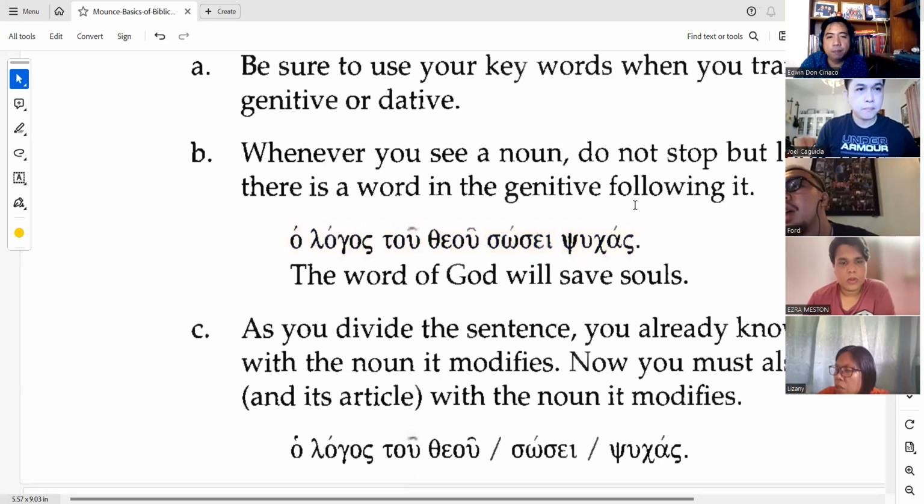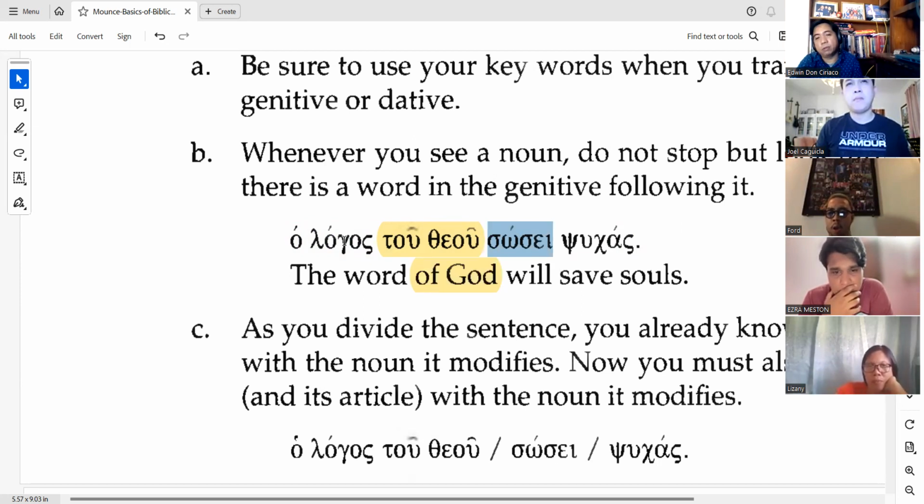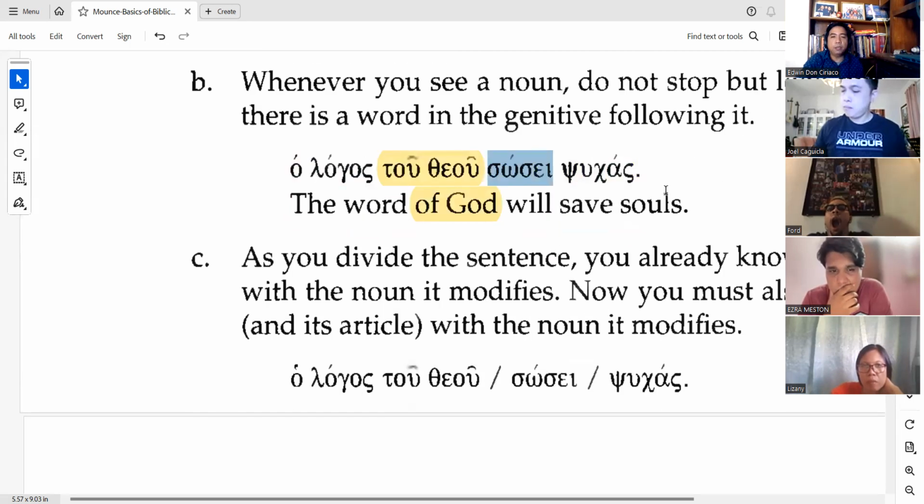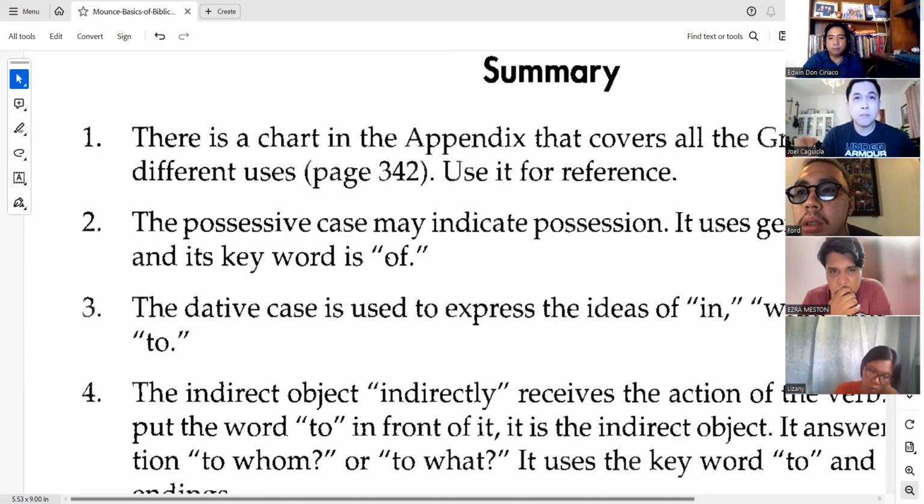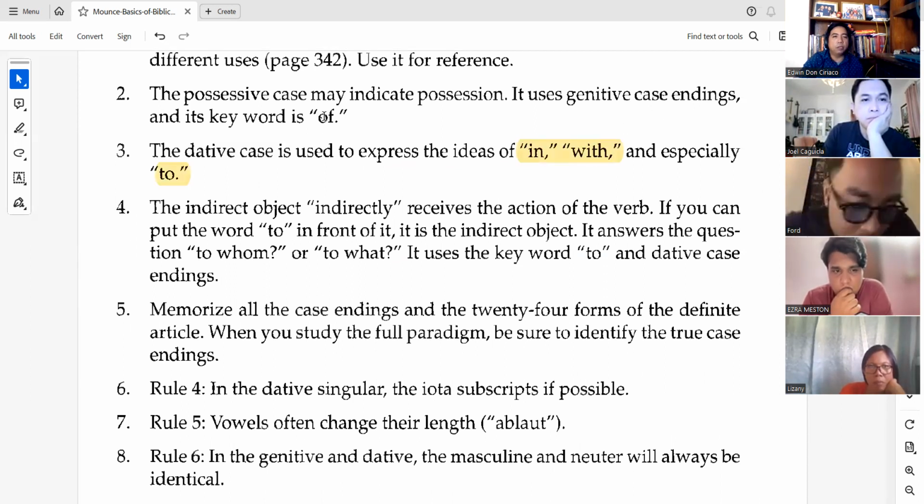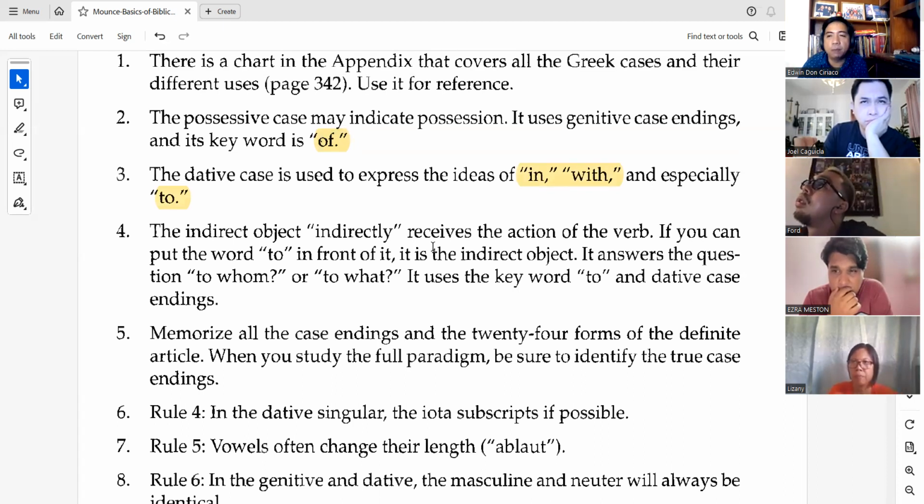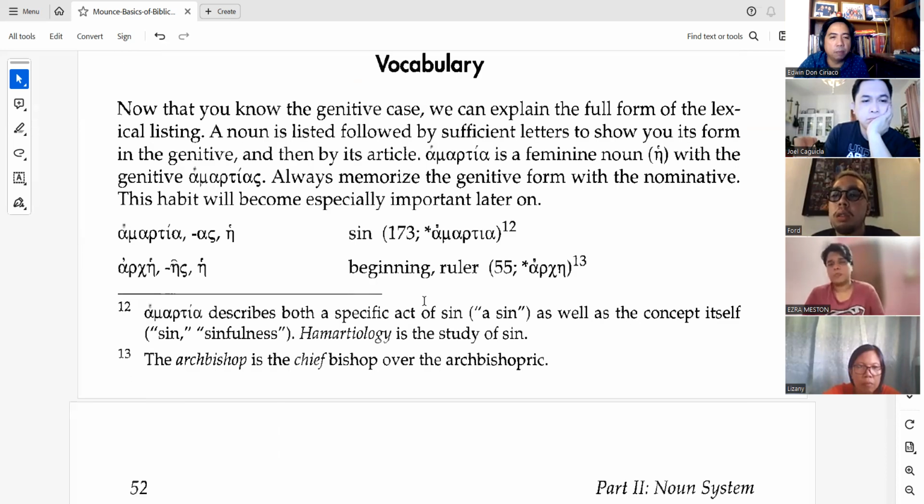Okay, tou theou is the genitive phrase, of God. So ho logos is the nominative, the noun, and then psuchas is the direct object, in plural form. Dative can be in, with, and to. Here it is just focusing on the possessive, of, but a genitive can also be from, genitive of source. And then indirectly. Okay, what else? What about the subscript?